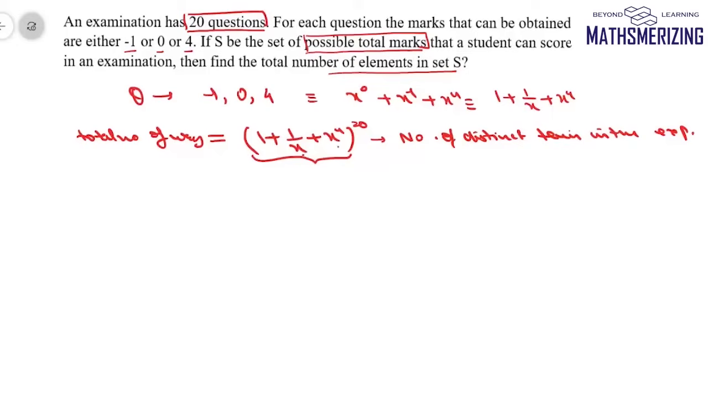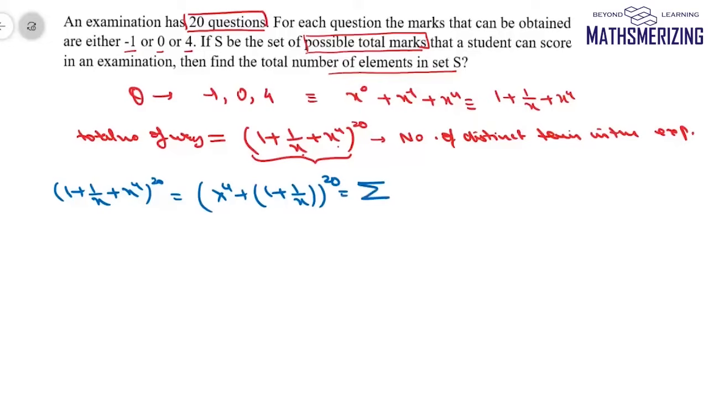So what I'll do is, I'll write this expansion (1 plus 1 upon x plus x to the power 4) to the power 20 as (x to the power 4 plus (1 plus 1 upon x)) to the power 20. And if I use binomial expansion, I can write the summation r varies from 0 to 20, 20Cr x to the power 4 to the power 20 minus r, and (1 plus 1 upon x) to the power r.